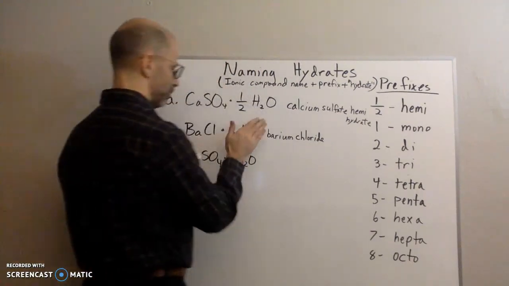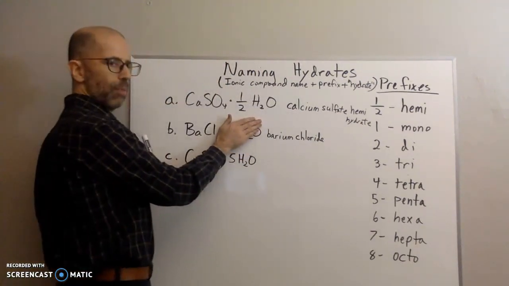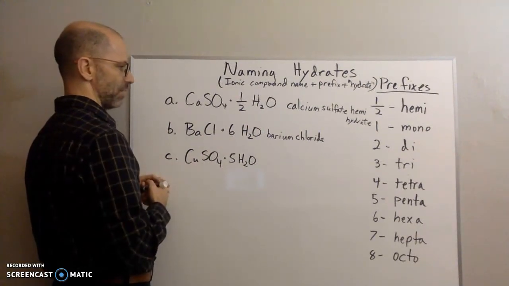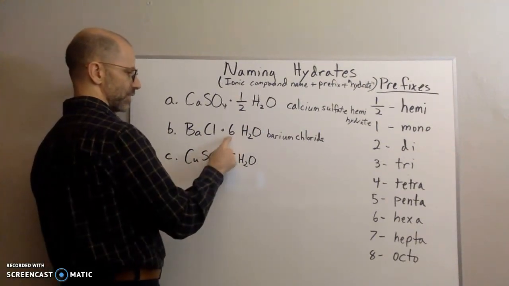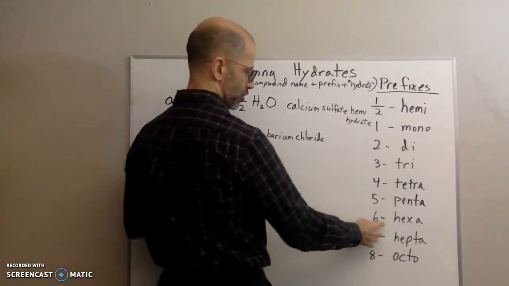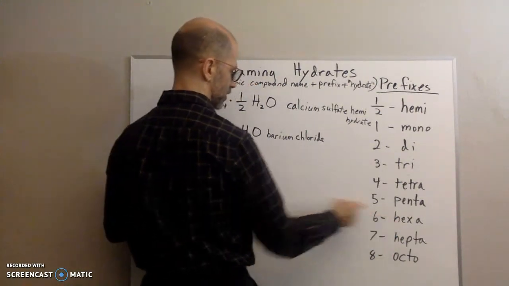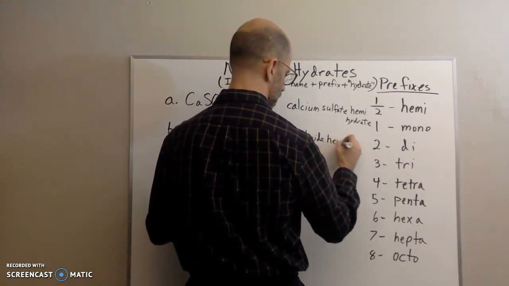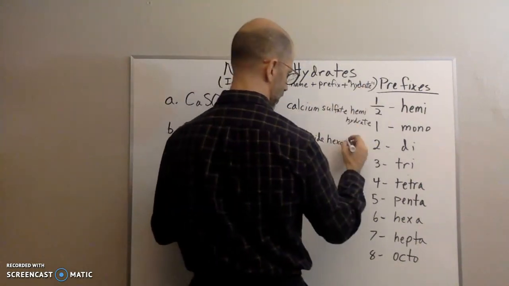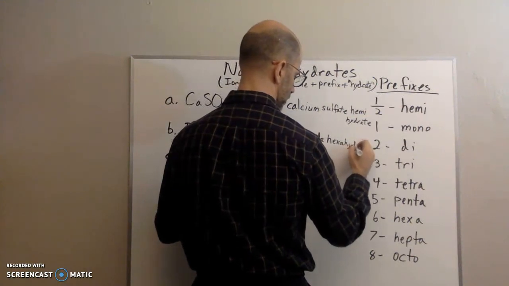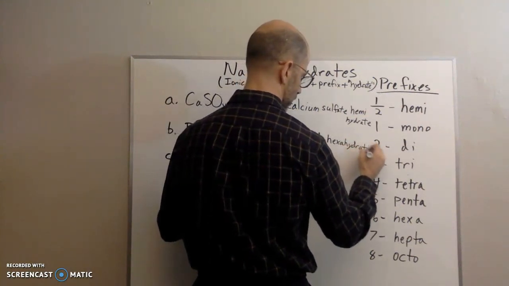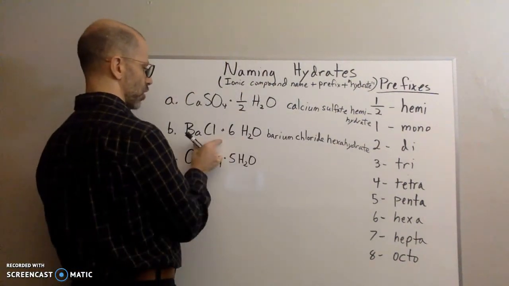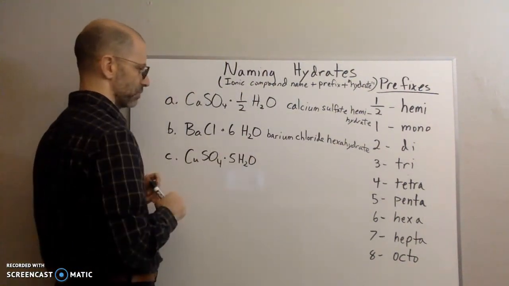Again, if there was no water here, we just call it barium chloride. But since we have water, now we have to name it like a hydrate. So the 6 here, we need to use the hexa prefix. So it's going to be hexa, and then the word hydrate, hexahydrate. Should put a little line there. So this is barium chloride hexahydrate.